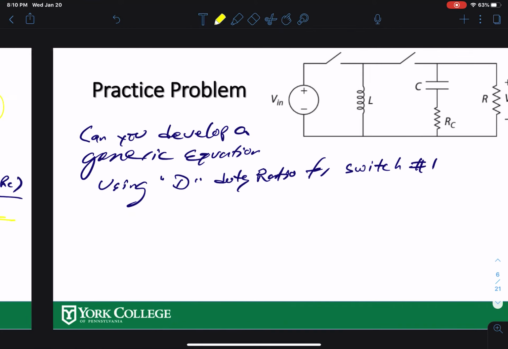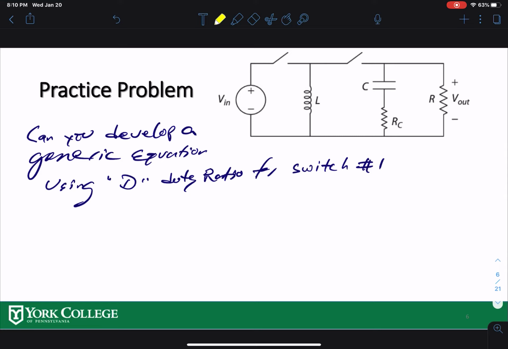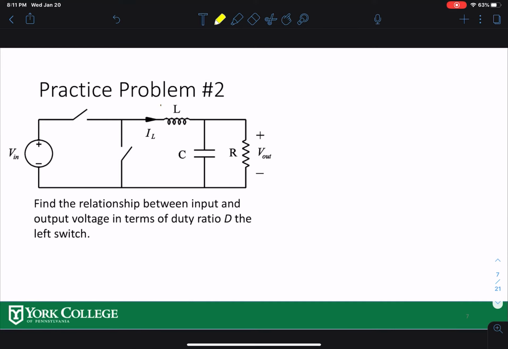If D is not equal to 0.5, can you develop a general equation for this circuit? D could be any value from 0 to 1, right? That's for you to think about. We can discuss that in the class. All right, so now let's go to the next one here. This is another circuit for you. I'm very confident that after discussing all the circuits, you should be able to find the V out and V in relationship for this circuit for a generic value of D.